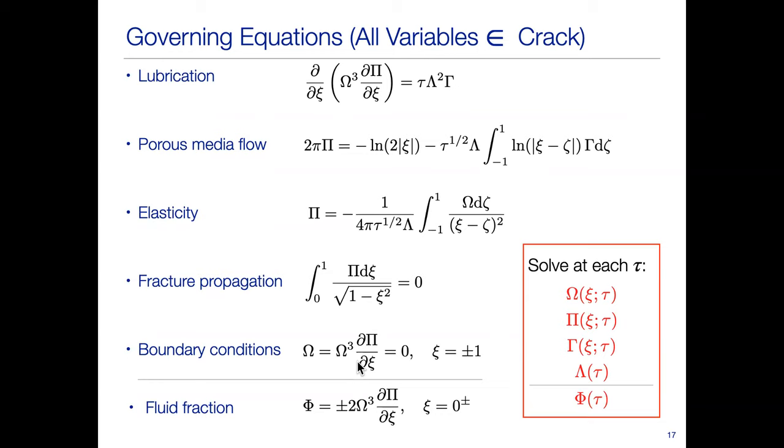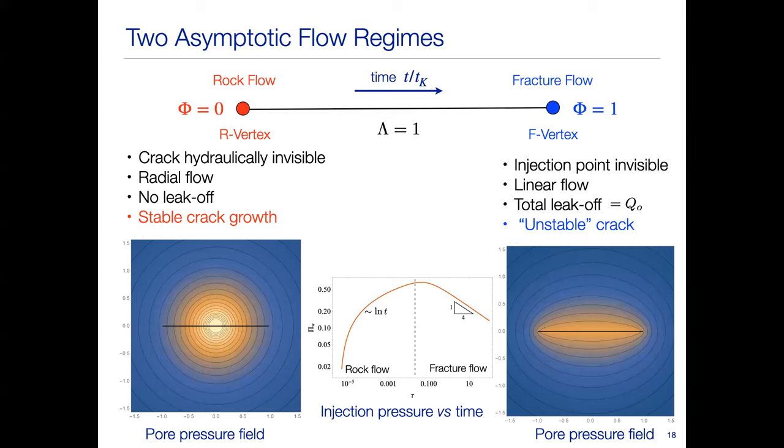All right. So the first thing to do when we look at a problem like that is to understand what is the solution at small time and what is the solution at large time. What we find is that we have actually two asymptotic solutions. And one is, in a sense, very well known. It's radial flow.